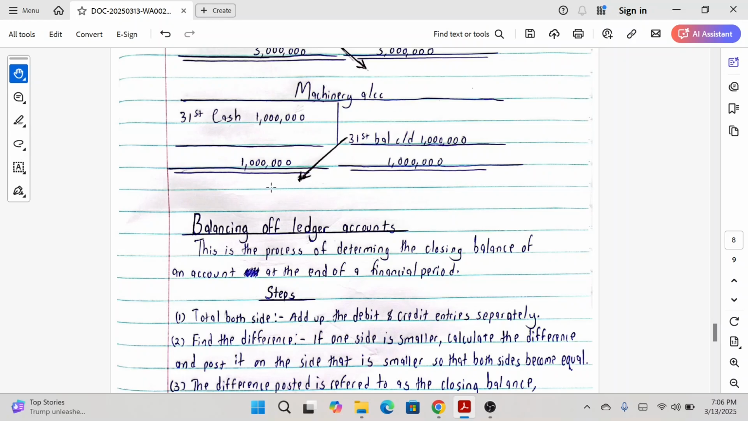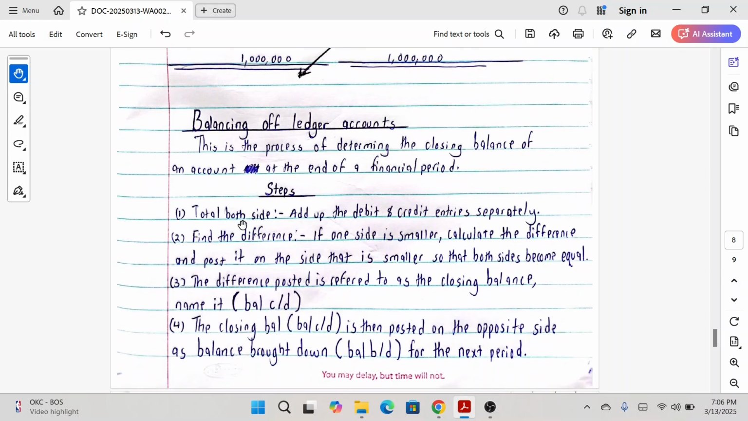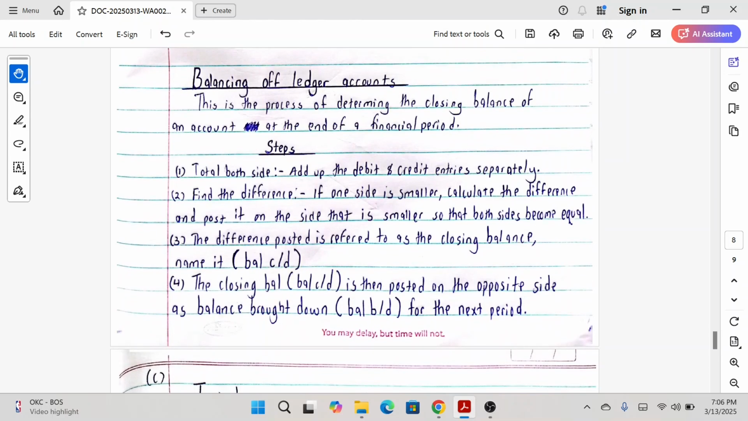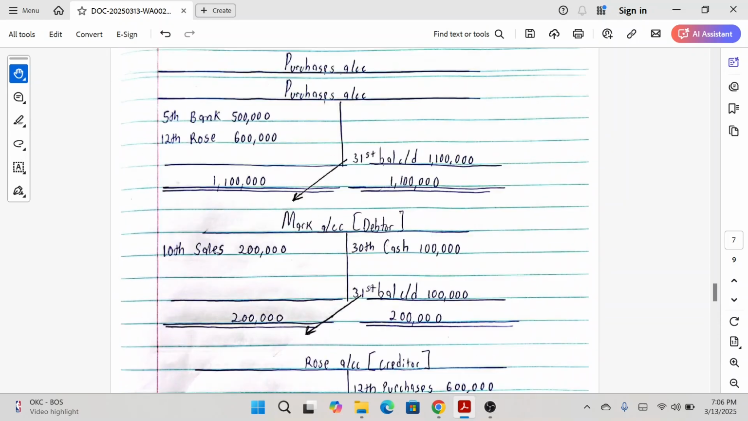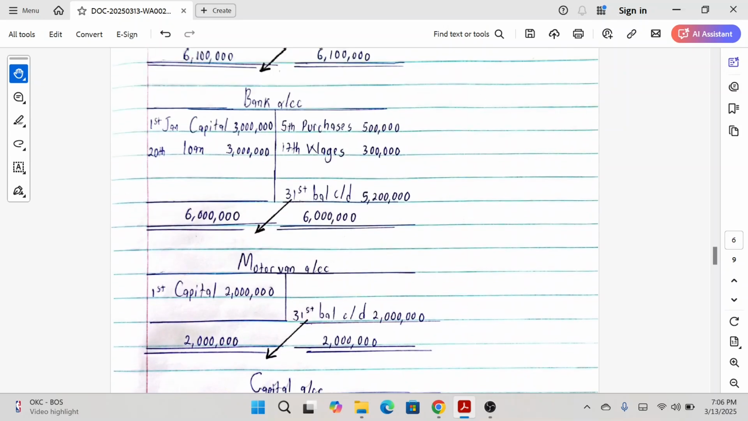If we are opening the period of February for machinery, machinery will begin with an opening figure of 1 million, and we post it on the opposite side, meaning that it will have an opening figure on the debit side. So this is what I mean by this step. Having known that, we can go back to balancing off the rest. Before we go to a trial balance, we must first balance off all these.